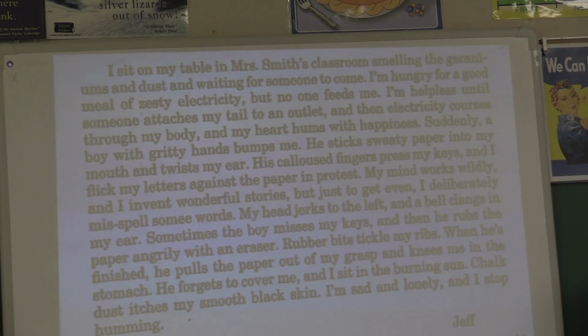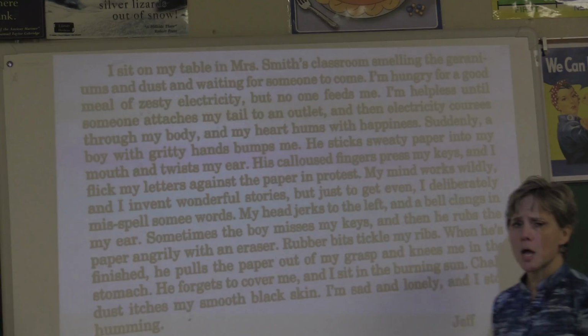Sometimes the boy misses my keys, and then he rubs the paper angrily with an eraser. Rubber bits tickle my ribs. When he's finished, he pulls the paper out of my grasp and knees me in the stomach. He forgets to cover me, and I sit burning in the sun. Chalk dust itches my smooth black skin. I'm sad and lonely, and I stop humming.